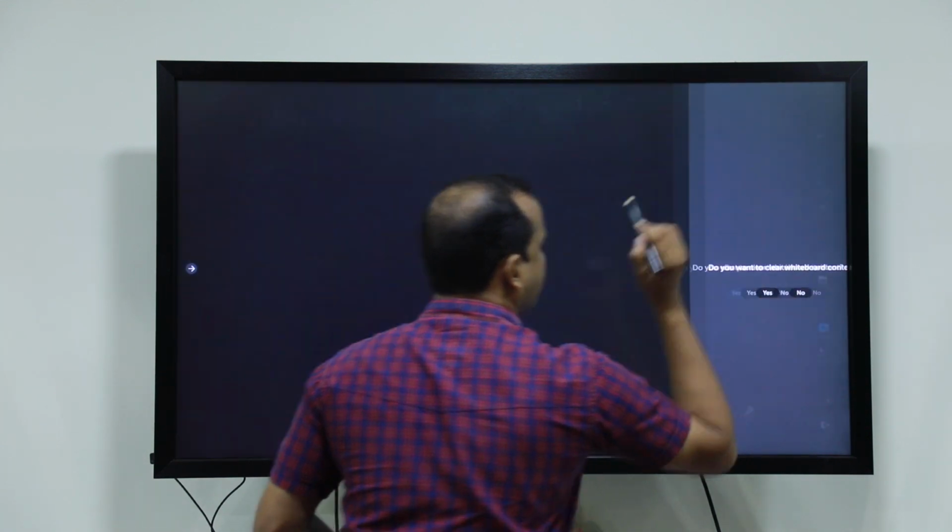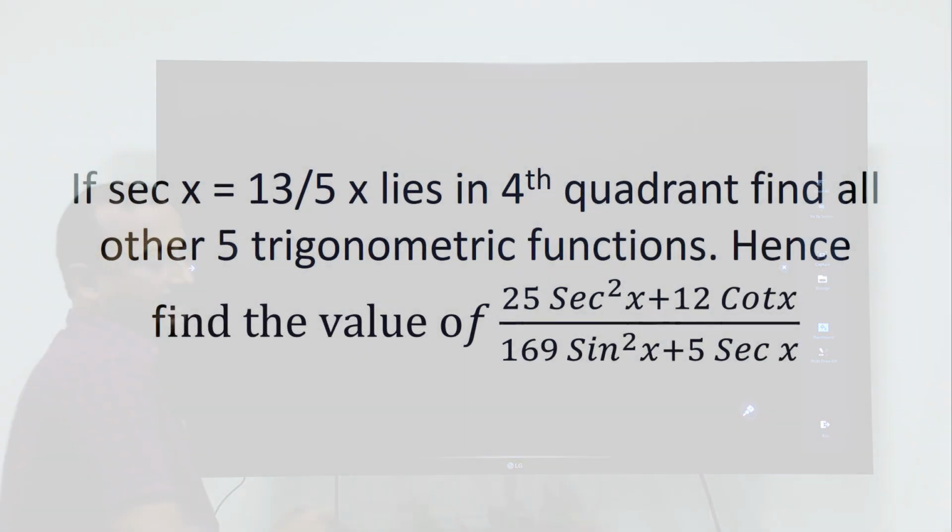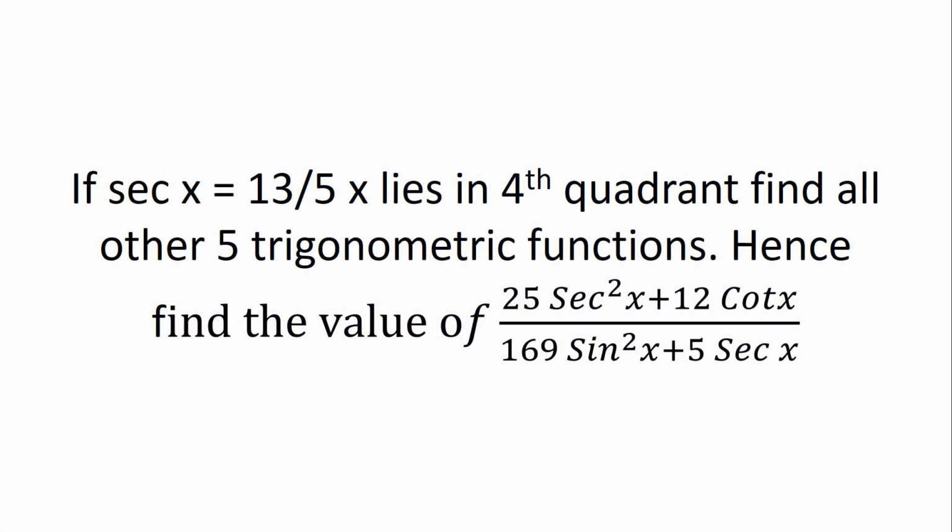I'll do one more question similar to this type. Next question is, if sec x is equal to 13 divided by 5, and x lies in the fourth quadrant, find all other 5 trigonometric functions. Hence, find the value of 25 sec square x plus 12 cot x, the whole divided by 169 sine square x plus 5 sec x.